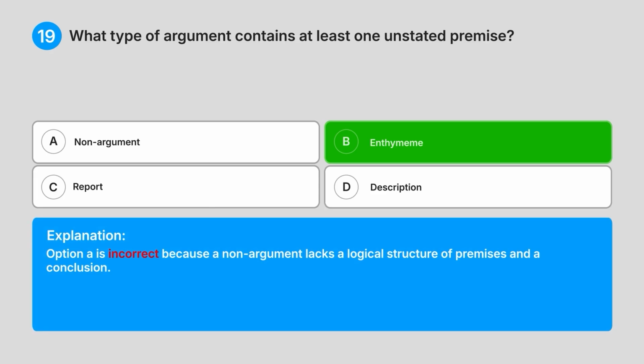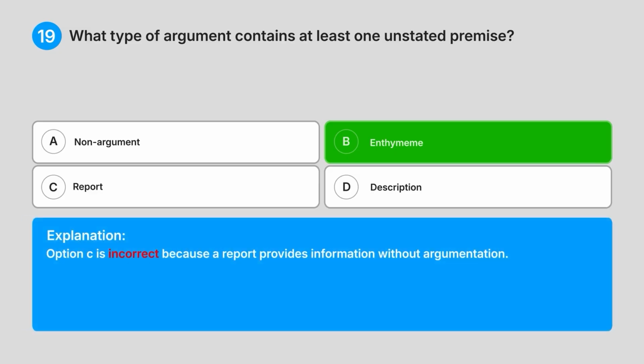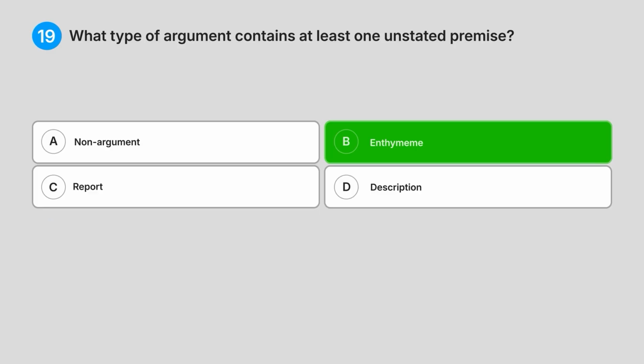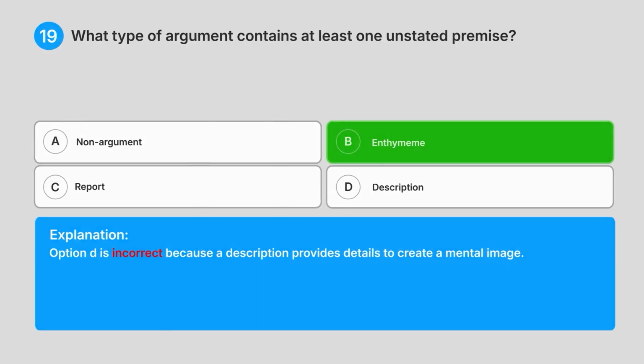Option A is incorrect because a non-argument lacks a logical structure of premises and a conclusion. Option C is incorrect because a report provides information without argumentation. Option D is incorrect because a description provides details to create a mental image.